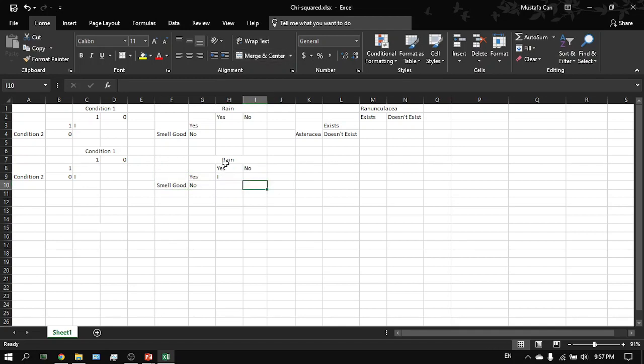Let's assume that you do this multiple times. I'm just making these values up so that I can do the test. Say 15, 20, 30, for one month. You measured whether it's raining or not raining, and whether it smells good or bad, and you place the counts like this. So let's do the statistical test.